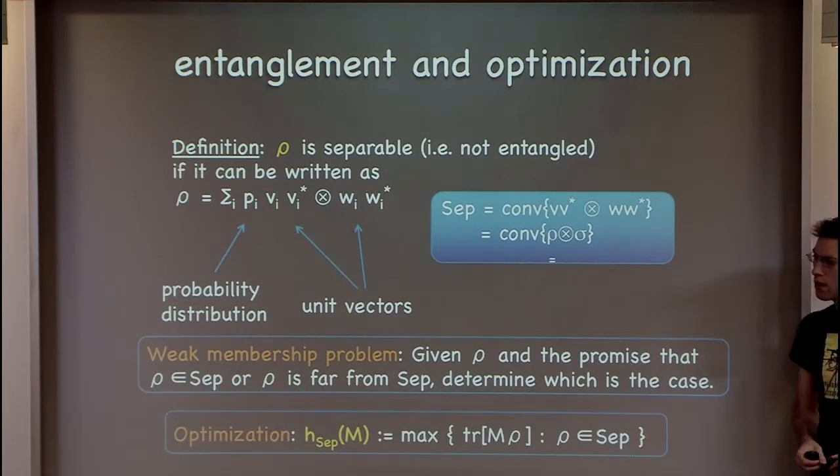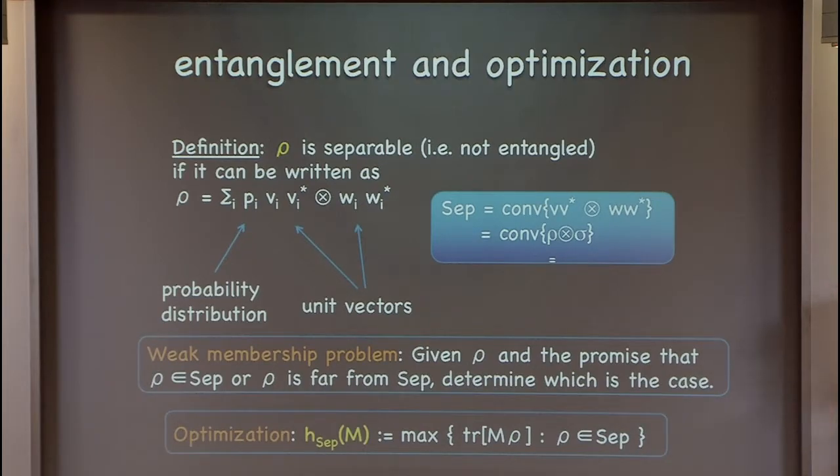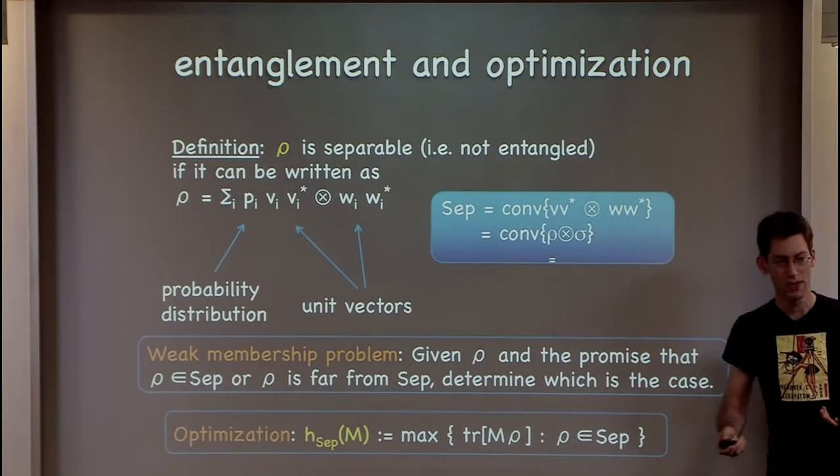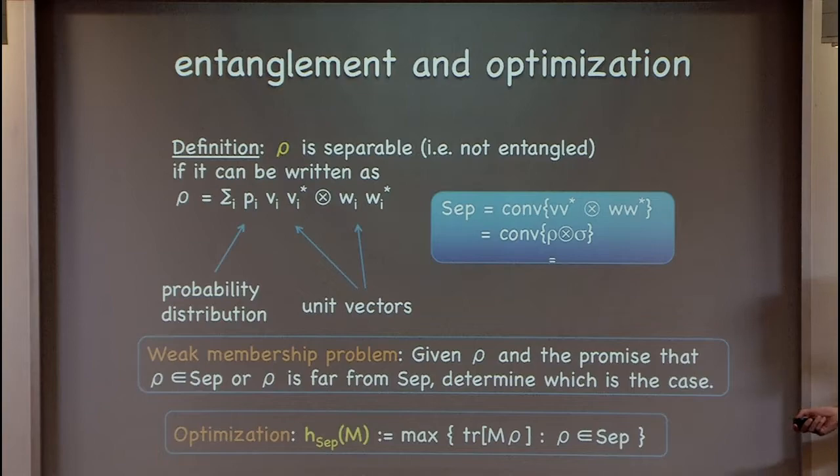And via standard arguments, it's roughly equivalent to an optimization problem, which is to optimize some linear function over this set. Linear functions on density matrices, it's nice to think of them as measurements, though you don't have to. So let's say you have some measurement M, and you want to maximize the probability that this is accepted over all separable density matrices rho.